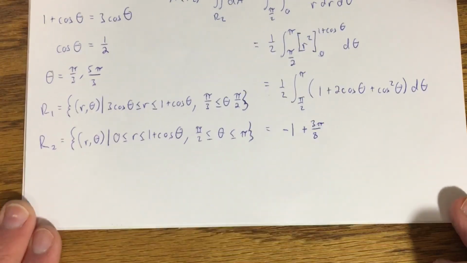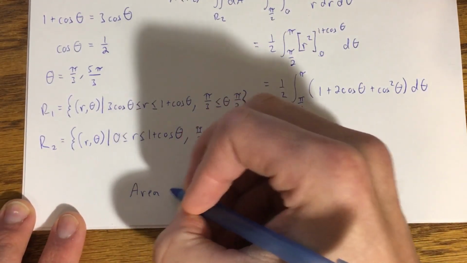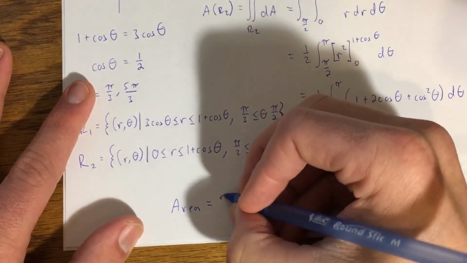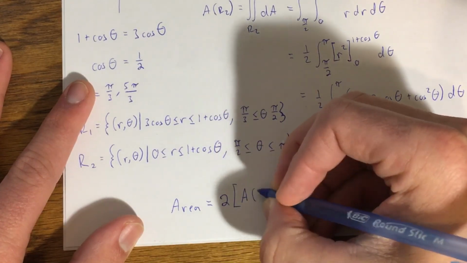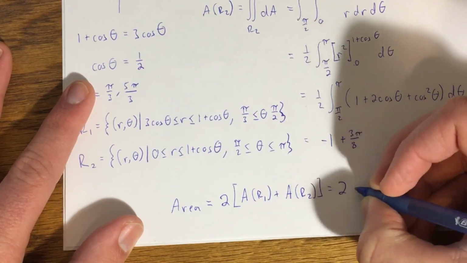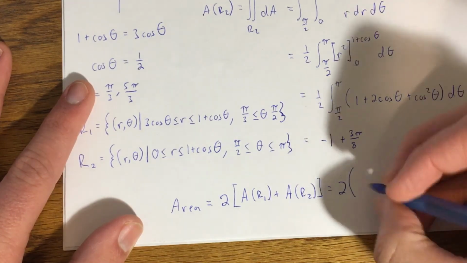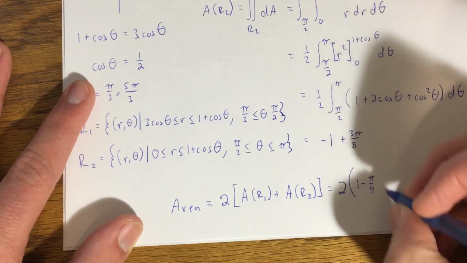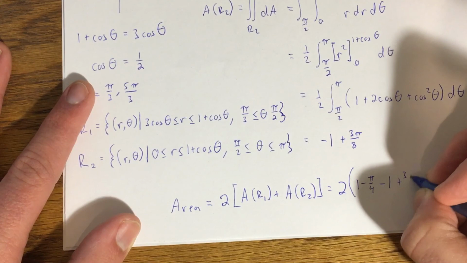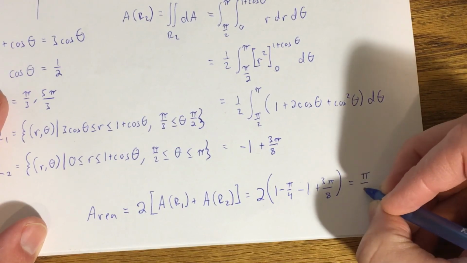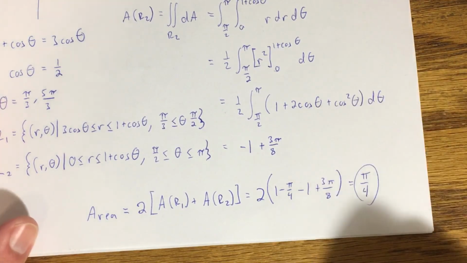Okay, so to wrap it up, the area of the region that we care about is double the combined areas that we just found. So I can write that as 2 times the area of region 1 plus the area of region 2. That's 2 times, region 1 was 1 minus pi over 4, that's the area that we found, plus this right here, which is negative 1 plus 3 pi over 8. Working that out completely gives us pi over 4. Okay? All right.